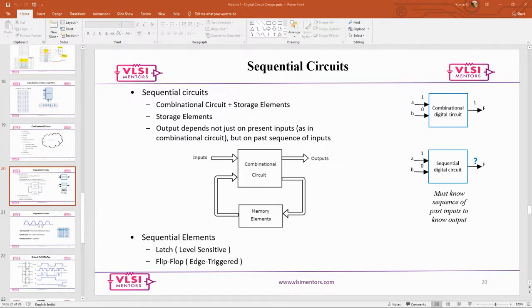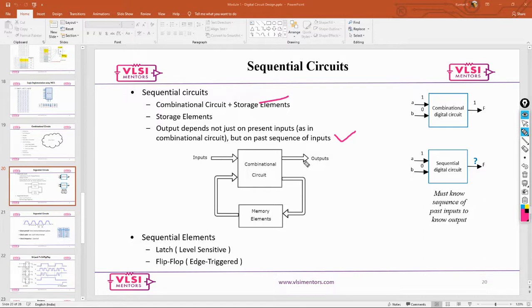Okay, we don't rely on only inputs in case of a sequential circuit. We do look at your previous state or previous output, and that is something we call storage. So if you look here, it is a combinational circuit plus a storage element, and the output depends not just on present inputs but on the past sequence of inputs.